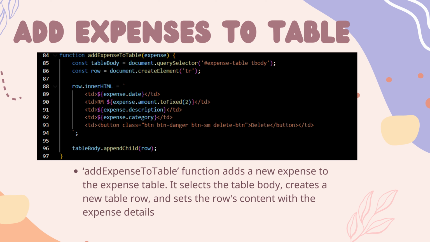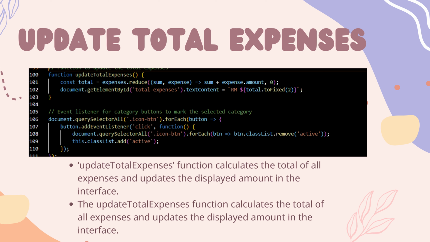Now, I'll be explaining the add expenses to the table code. The addExpenseToTable function adds a new expense to the table. It selects the table body, creates a new table row, and sets the row content with the expense details such as date, amount, description, and category. It also adds a delete button to the row. Finally, the function appends this new row to the table, making the expense visible to the user.